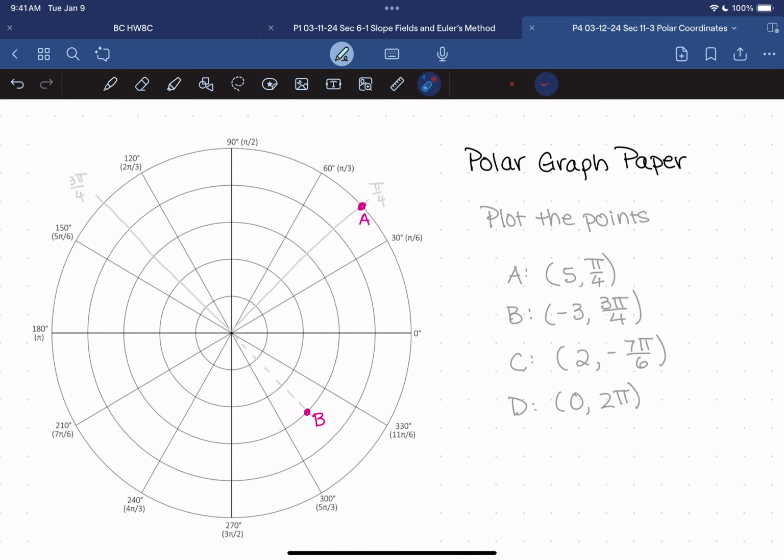Negative 7 pi over 6. I'm looking at point C now. Negative 7 pi over 6 would be the same thing as positive 5 pi over 6. So I want to be on this ray here, but we're going to go 2 units away from the origin, on the circle with radius 2. So it's going to end up right there, and there's point C. Then point D has a radius of 0. We can put whatever angle we want here. If we're at a radius of 0, we are automatically at the origin. So that point would go right there. Okay, so there's plotting in polar.